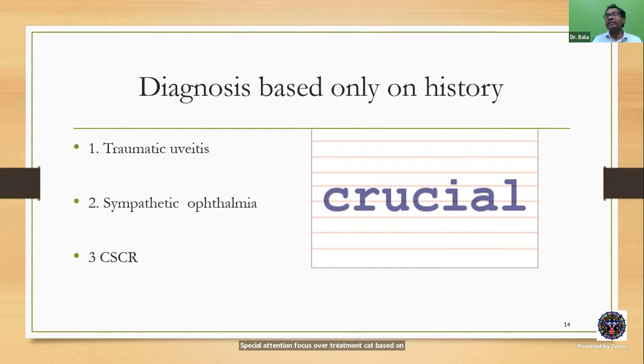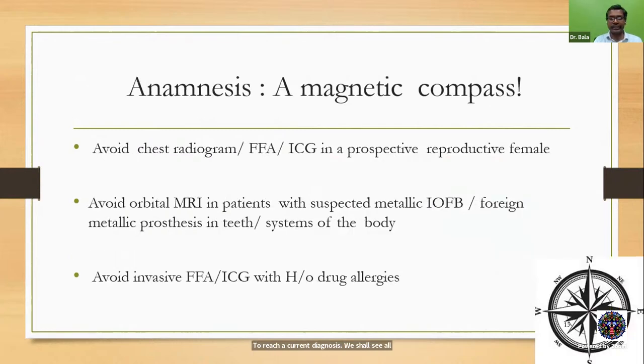More importantly, sometimes with masquerades like CSCR, central serous chorioretinopathy, there could be a history of loss of sleep, type A personality, a patient who is very anxious. Those are all important elements which could give us a clue to reach a correct diagnosis. We shall see all these examples throughout the course of the presentation. So I would say this history taking, or anamnesis, is a magnetic compass in the treatment care. It gives us a specific direction.